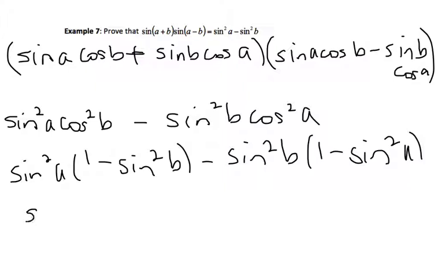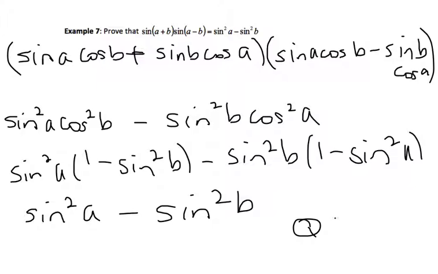And then when I distribute, I'll have sine squared A minus sine squared A sine squared B, and now minus sine squared B, but then plus sine squared A sine squared B. So those middle terms are going to cancel. It's like another difference of squares. So I'm going to end up with what I wanted, minus sine squared B, because these multiplied terms are going to cancel out. So we can even write our QED.